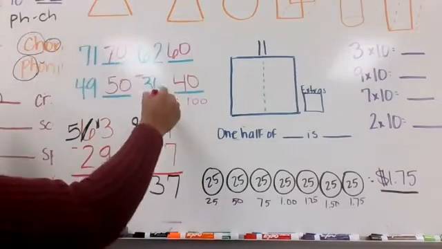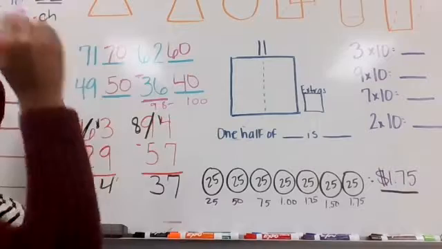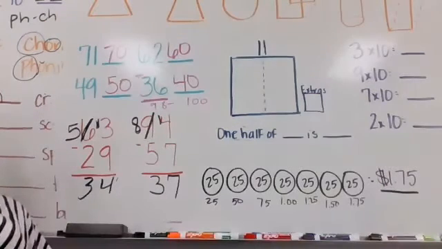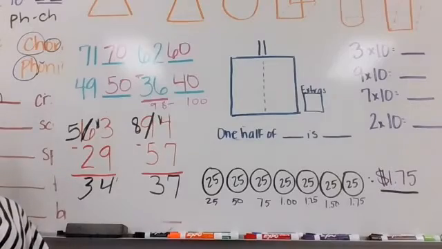Let's see. 2 plus 6 is 8. 6 plus 3 is 9. Oh, 98. So remember, if you have to estimate the sum, you round to the 10 first, and then that'll give you what your answer could be about.